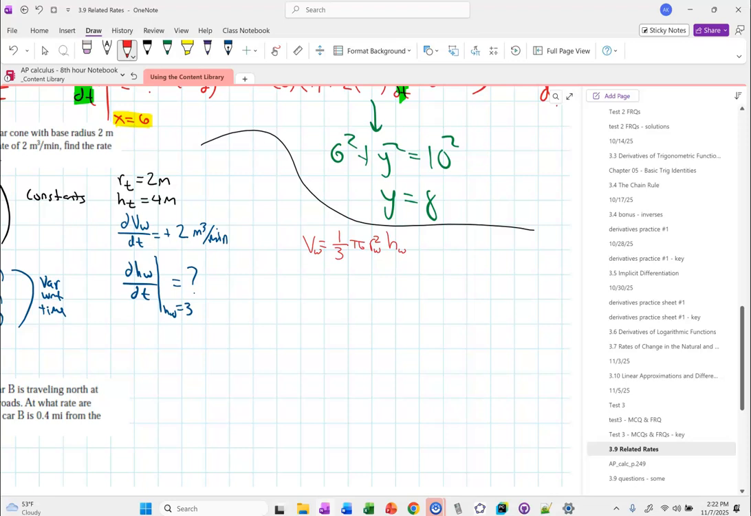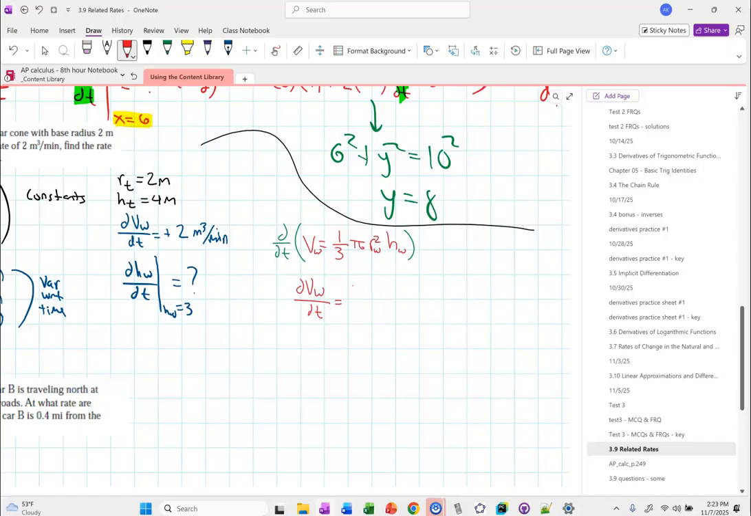What do we do next? Plug in? No. Calculus time. We have not done any calculus yet, believe it or not. We take the derivative with respect to time of both sides. What's the derivative with respect to time of VW? One. dVW dt. I'm not going to bother with the 1. Right? Is everybody okay?